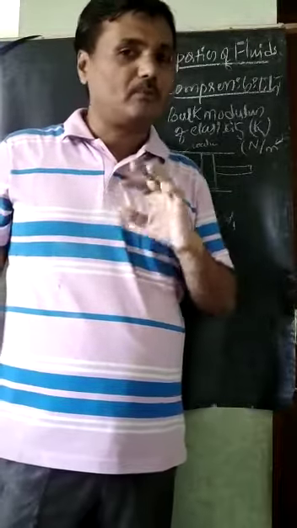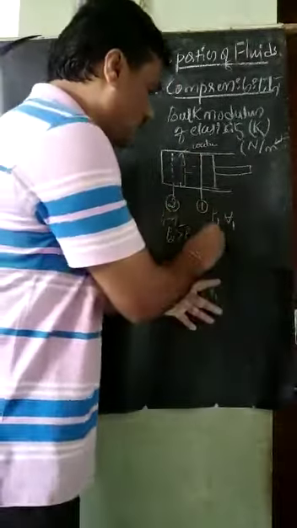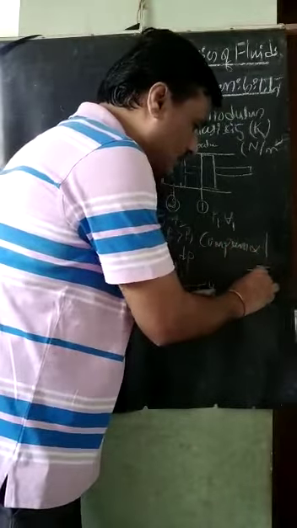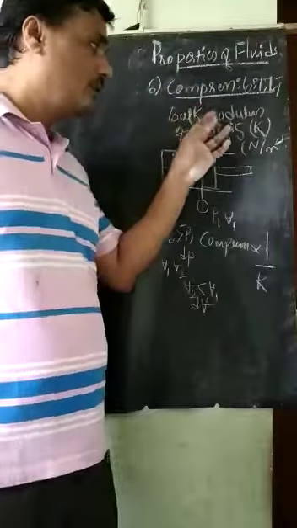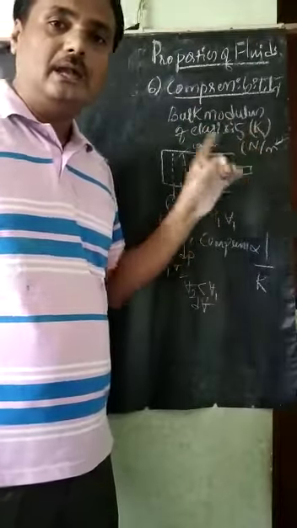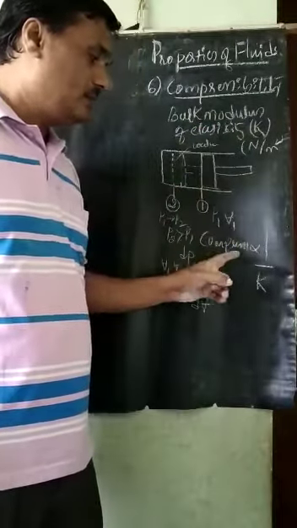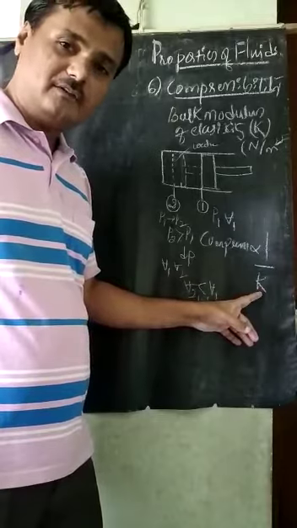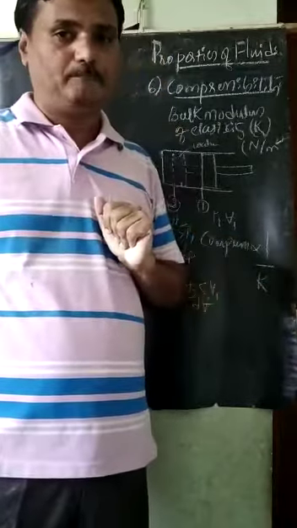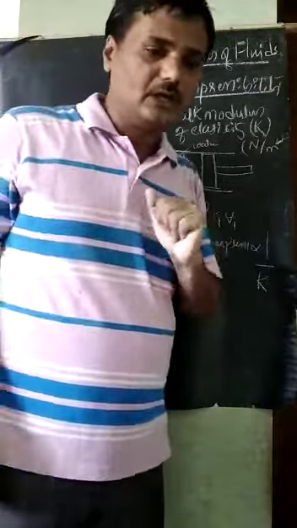So compressibility and bulk modulus both are the same. But the only thing is that compressibility is inversely proportional to the bulk modulus. Bulk modulus of elasticity is usually noted as K value, and it has the unit of pressure, Newton per meter square. This bulk modulus of elasticity is inversely proportional to the compressibility. So therefore we will study the bulk modulus of elasticity somewhat in detail now.